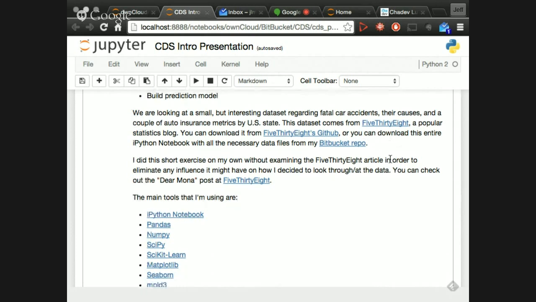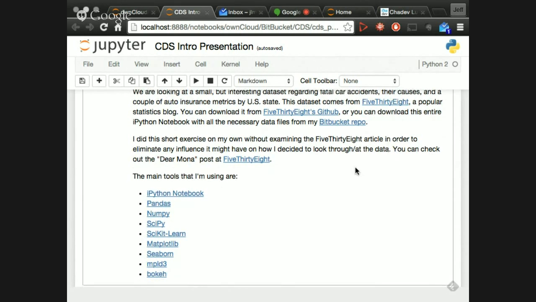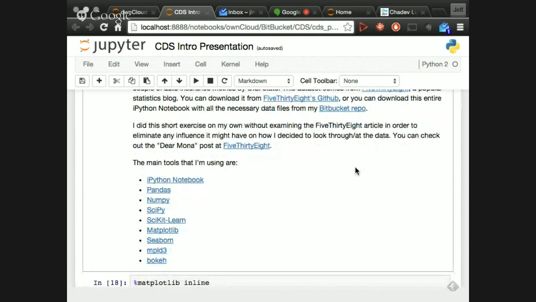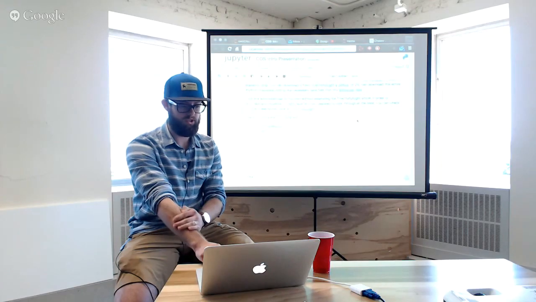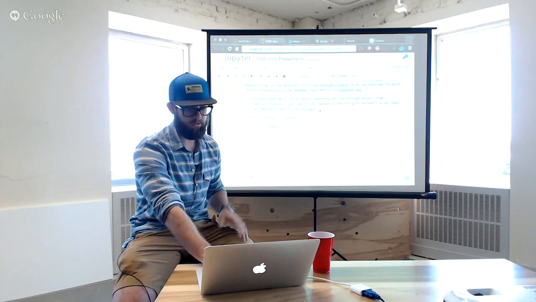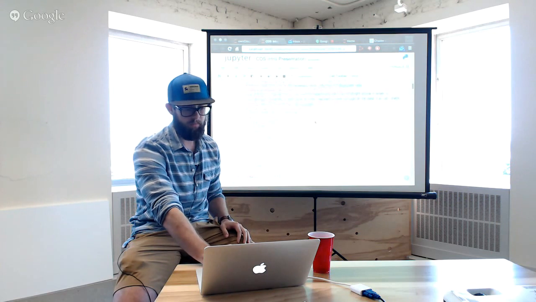Also, this whole IPython notebook is on my Bitbucket account. And just a little side note, I did this exercise on my own before I looked at the 538 article. I didn't really want that to influence what I was going to do or show you. But you can check out the article there as well if you follow this link in the notebook.